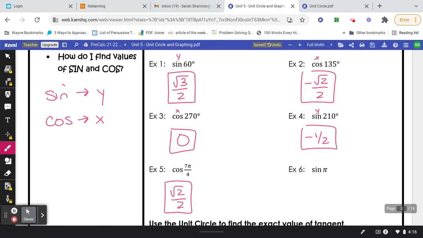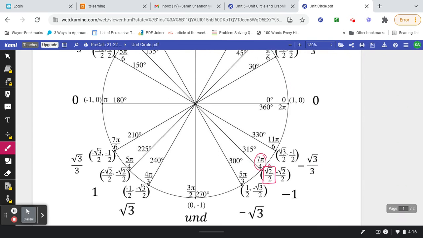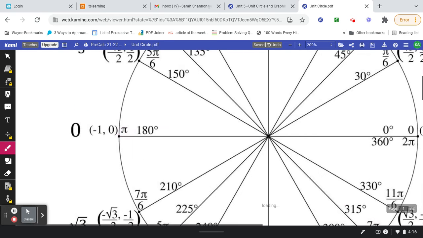And then the last one, sine of pi. Pi is right here. Sine is the y value. So remember, it goes x, y, tangent. So because they're asking for sine, they're asking for this y value right there, 0.